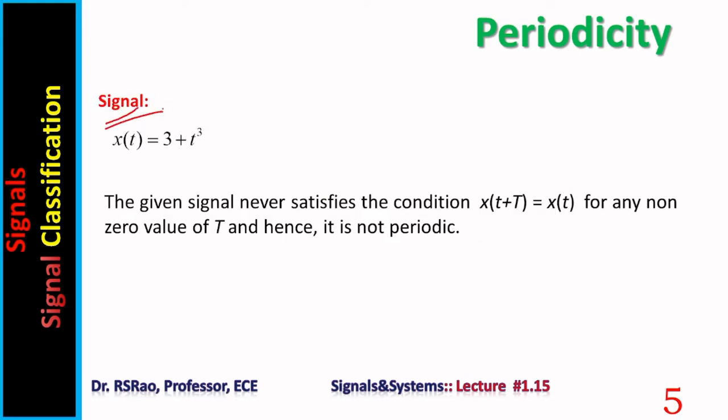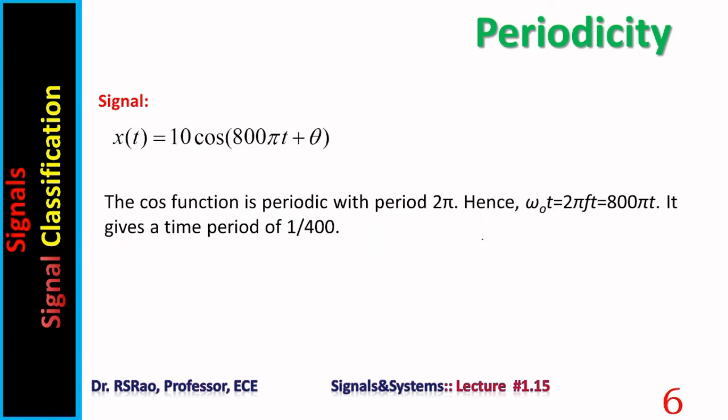First one, the signal is x of t equal to 3 plus t cube. The given signal never satisfies the condition for periodicity. The condition is x of t plus T is equal to x of t for any non-zero value of T, and hence it can never be periodic. Another problem. Here the signal is x of t equal to 10 cos(800 pi t plus theta).